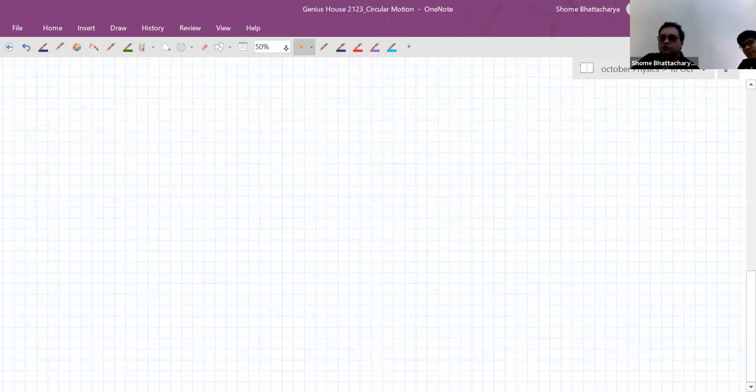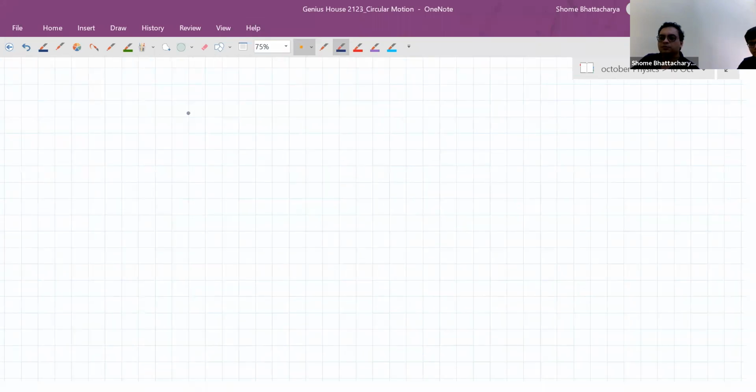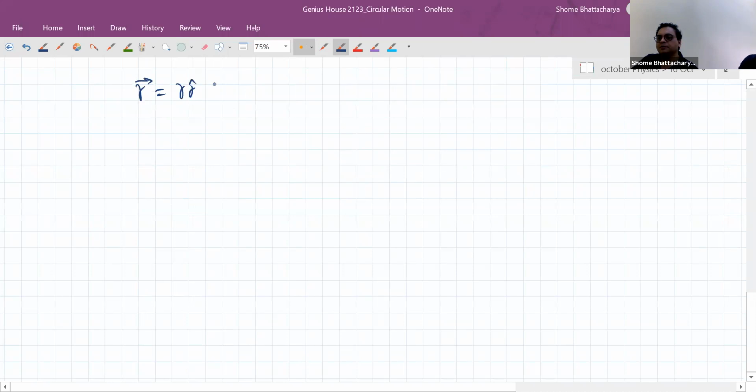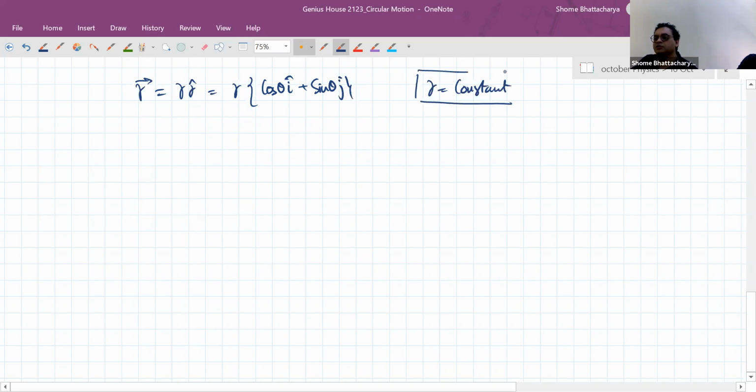Okay, people, so now we saw that the position vector we can just write like this. It is r r cap, because it's along the radial direction, so r times cos theta i cap plus sin theta j cap. Here small r is constant, that is the constraint of circular motion. That is the definition of circular motion, you can say: a motion in the xy plane such that the magnitude of the position vector is constant.